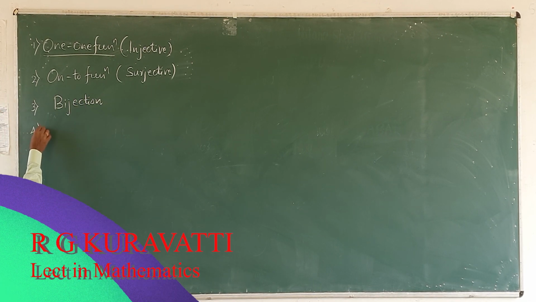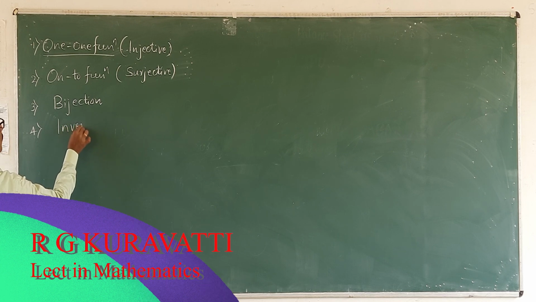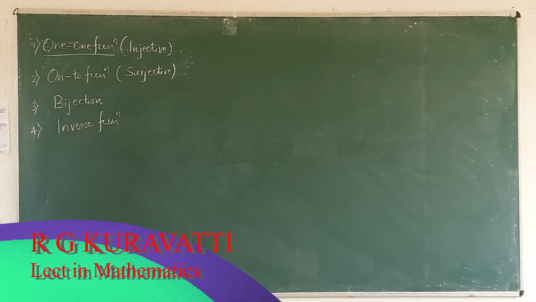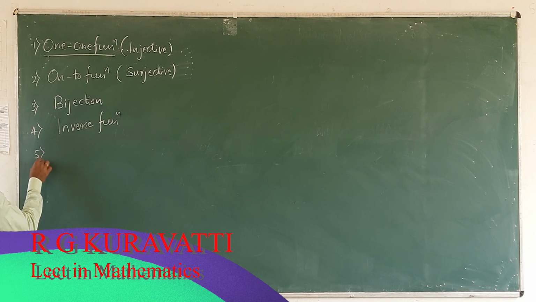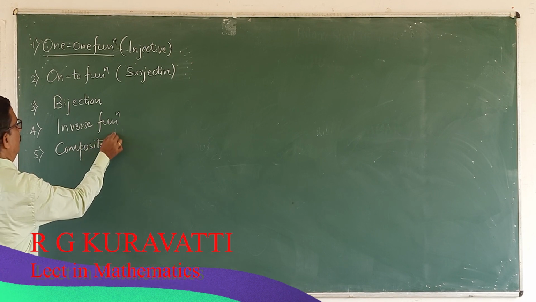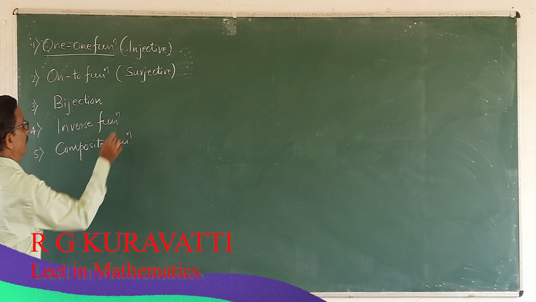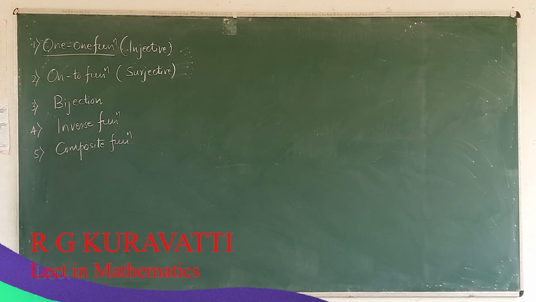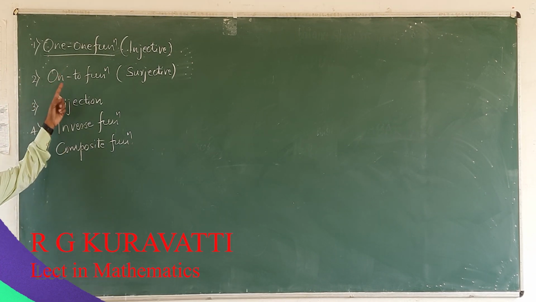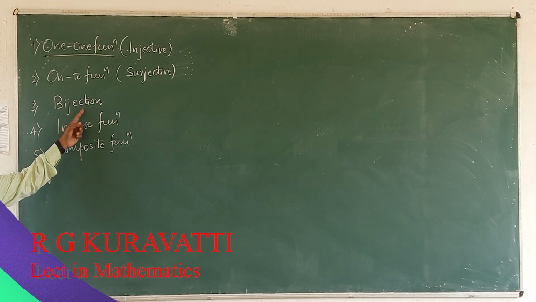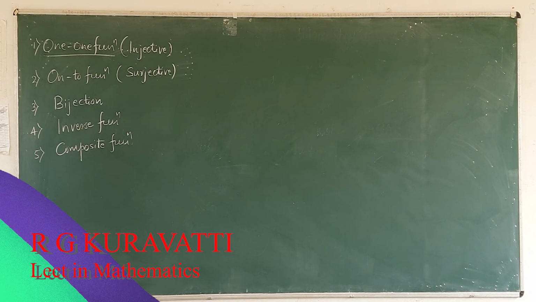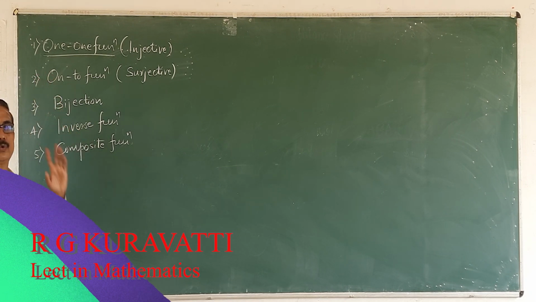Type number 4, inverse function, or invertible function. Type number 5, composite function. So there are 5 important different types of functions, namely one-one function, onto function, bijection, inverse function, composite function. Okay, now let us discuss them one by one.